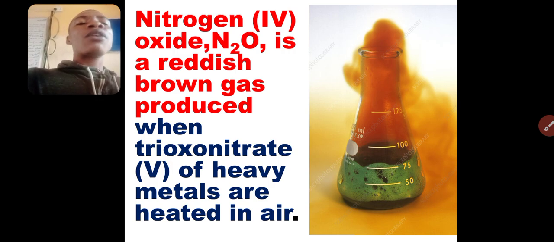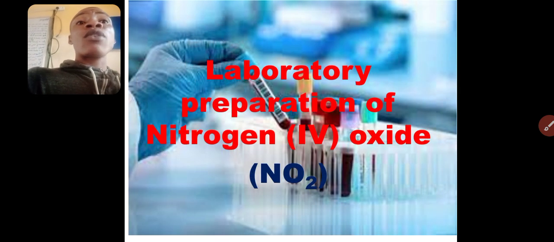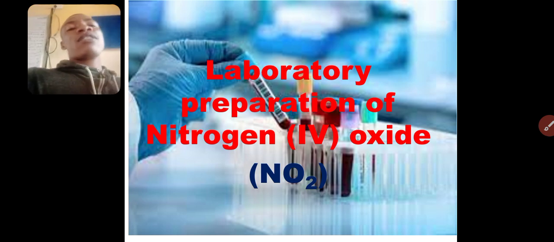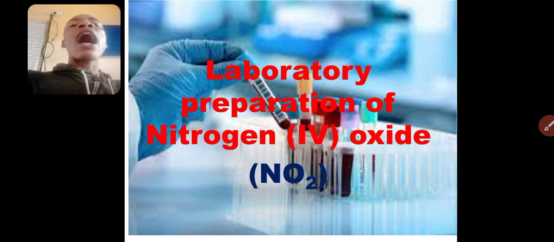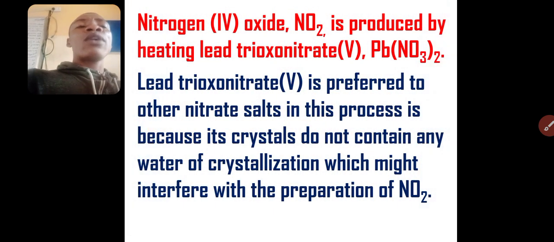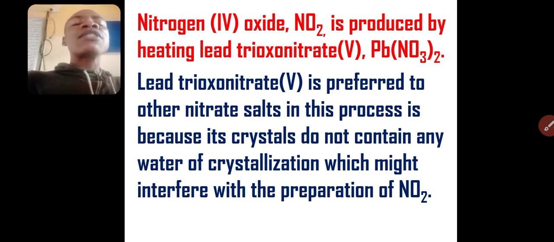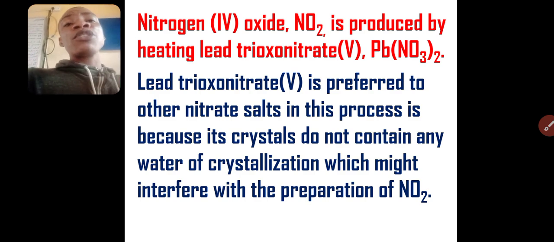It gives you a brown color nitrogen 4 oxide gas. How do we produce NO2 in a laboratory? It's produced by heating lead 2 trioxonitrate 5 salt to a very high temperature.